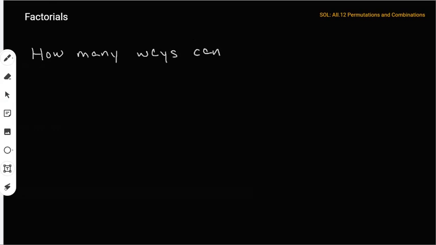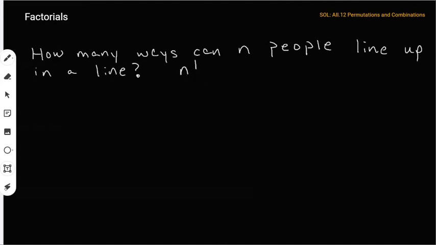how many ways can n people, n being the number of people, how many ways can n people line up in a line? So the answer is going to be n factorial. So we're going to be using the n and the factorial to be able to solve these types of problems.